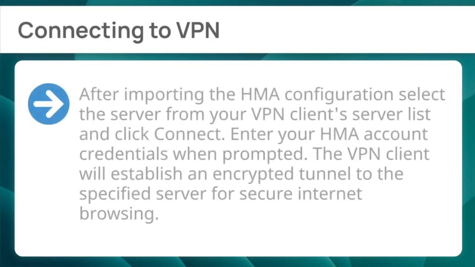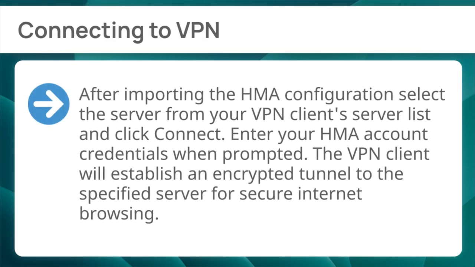Next, connecting to VPN. After importing the HMA configuration, select the server from your VPN client server list and click Connect. Enter your HMA account credentials when prompted. The VPN client will establish an encrypted tunnel to the specified server for secure internet browsing.